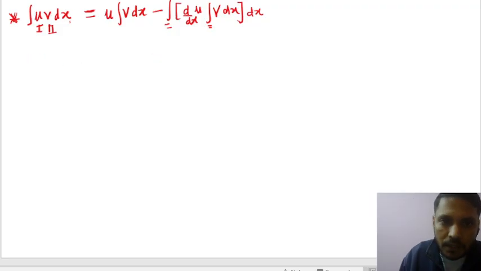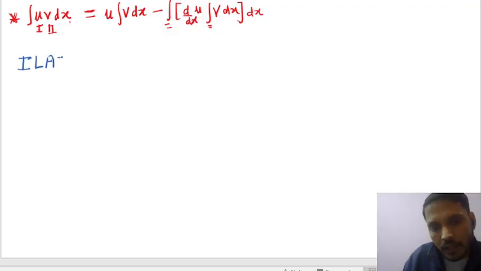Now, how do we decide the first and second function? That is based on the ILATE rule. Let me write ILATE. Here you have to understand what ILATE is. I stands for inverse functions.